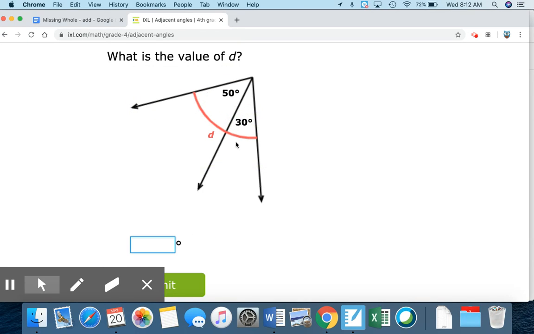And a missing whole is an addition problem. So we have the two smaller parts that make up D, the whole angle, and 50 plus 30 is equal to 80.